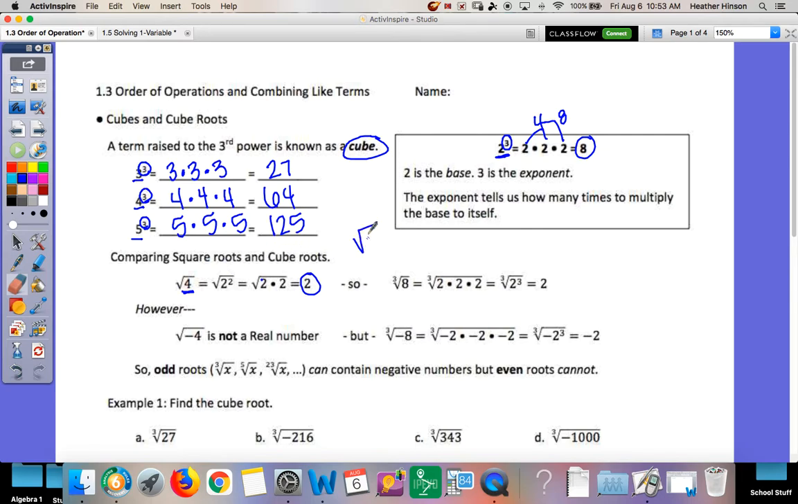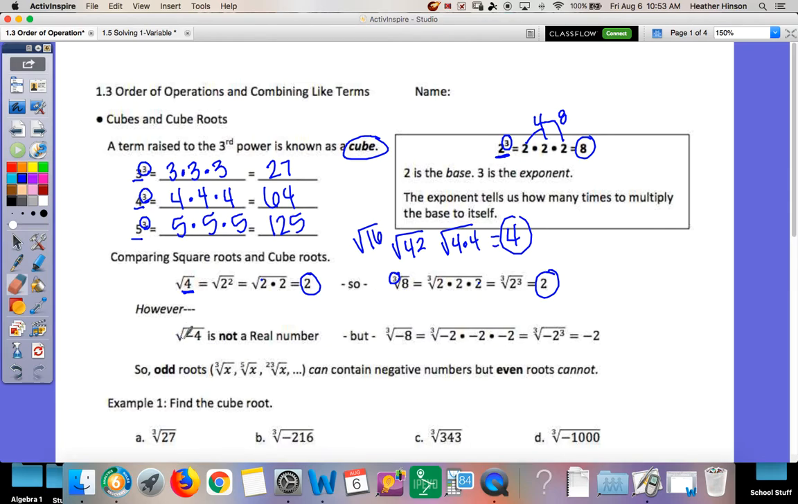Like the square root of 16. What multiplies by itself 2 times to give us 16? Well, that's 4 squared, which is 4 times 4. So the square root of 16 is 4. We can also do that with cubes. The cubed root of 8. Because there's a 3 there, you want a number that multiplies by itself 3 times. So that is 2 times 2 times 2. So our cubed root of 8 is 2.